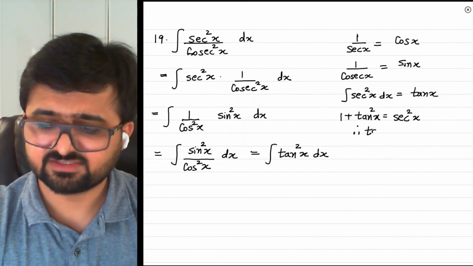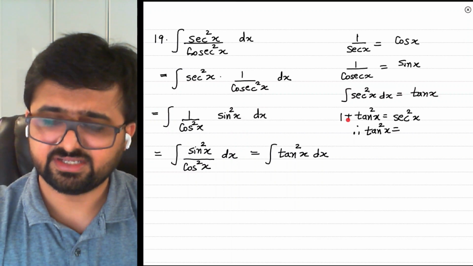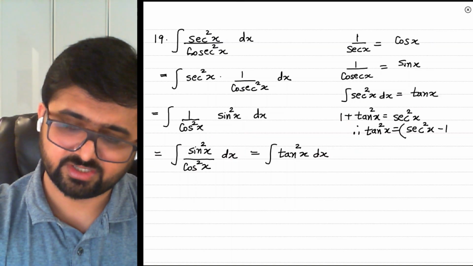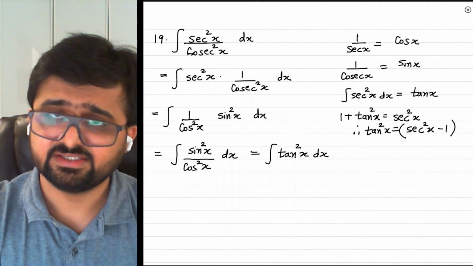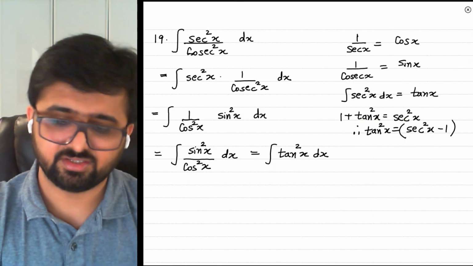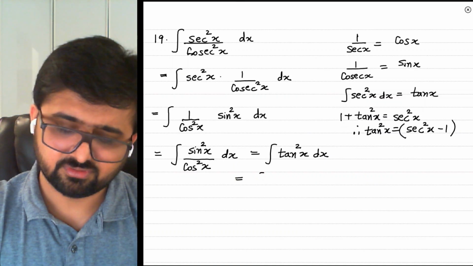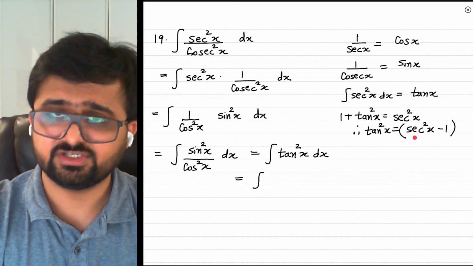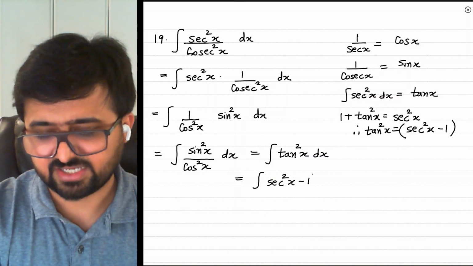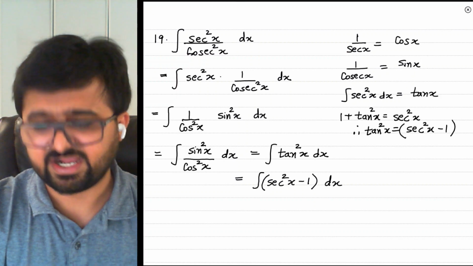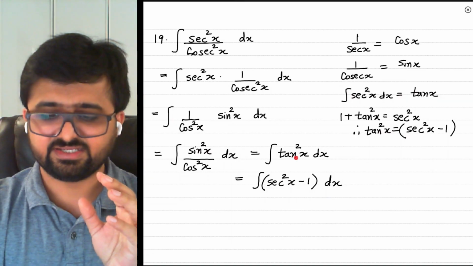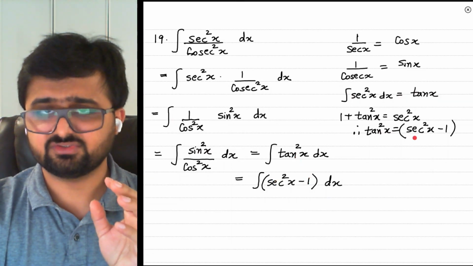Therefore, we know that tan square x can be written as, take this 1 on this side, sec square x minus 1. So we can use the identity and say that tan square x is nothing but sec square x minus 1. Therefore, this tan square x, we can convert it into sec square x like so. And we get the integral of sec square x minus 1 dx. I hope that makes sense. We didn't know the integration of tan square x, which is why we convert that tan square x into sec square x using the identity.